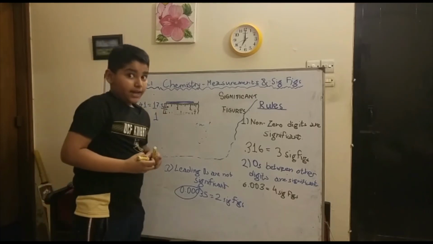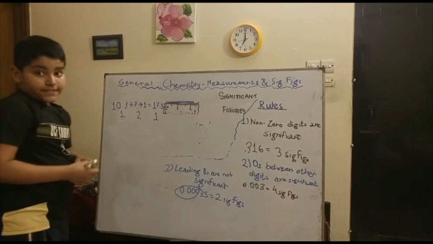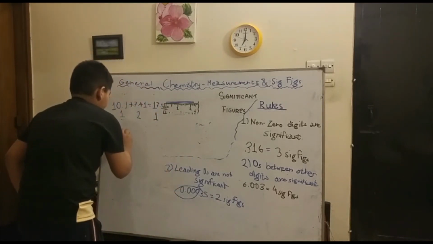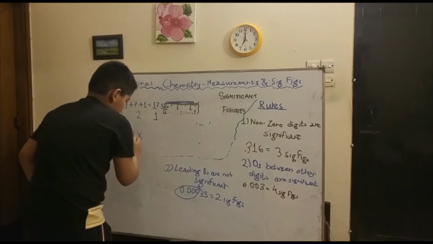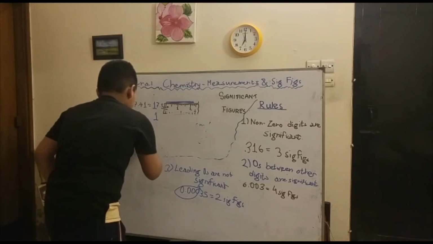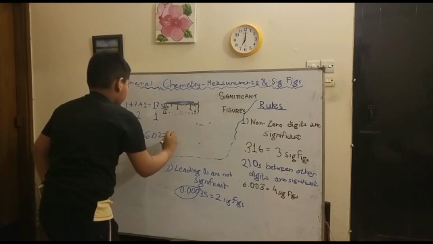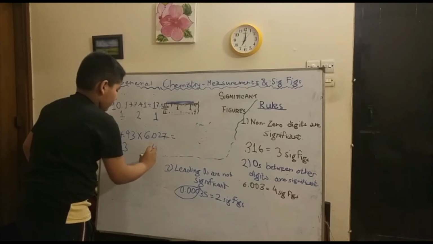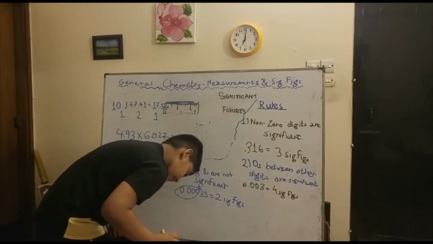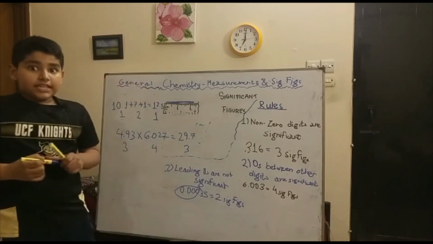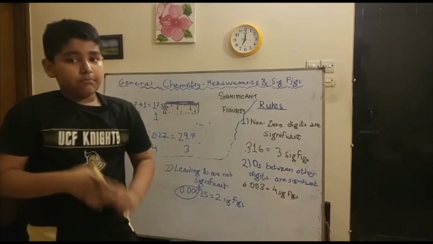If multiplying or dividing, we use the fewest number of sig figs. So, for example, 4.93 times, let's say, 6.027 equals... here is 3 sig figs, here is 4 sig figs, so here we will use 3 sig figs, so it would be 29.7. So these are all the rules for sig figs and measurements.